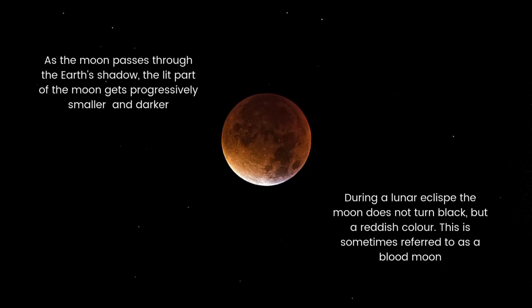As the moon passes through the Earth's shadow, the lit part of the moon gets progressively smaller and darker. During a lunar eclipse, the moon does not turn black, but a reddish color. This is sometimes referred to as a blood moon.